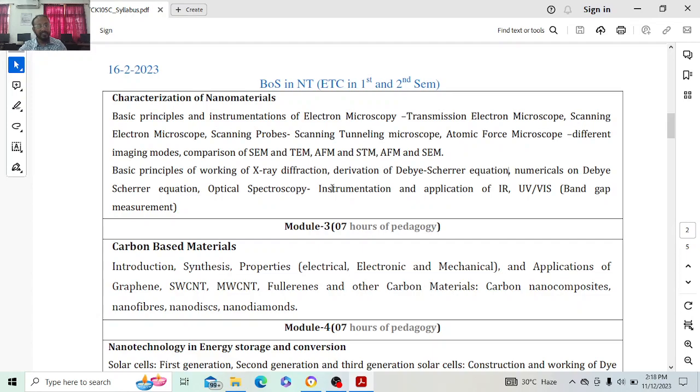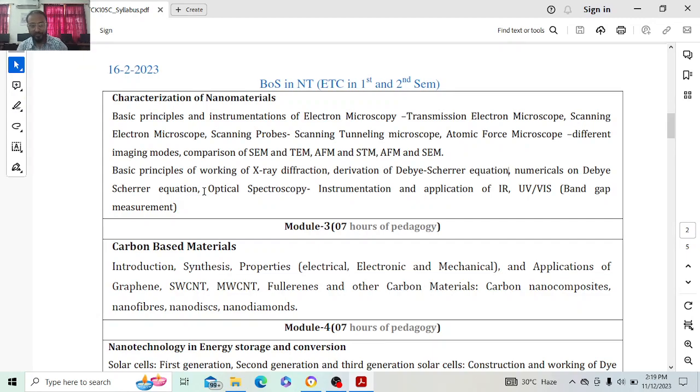Then the basic principles of X-ray diffraction. X-ray diffraction we have already studied in PUC, but in engineering also, in physics, again we will be studying this subject. Again the same topic here: derivation of the Debye-Scherrer equation, which is the equation we directly use to calculate the particle size. Next, numericals on the Debye-Scherrer equation. That means some of the numericals will be based on this equation, where some parameters like lambda will be given, the values of some parameters will be given, and the other parameter you need to determine.